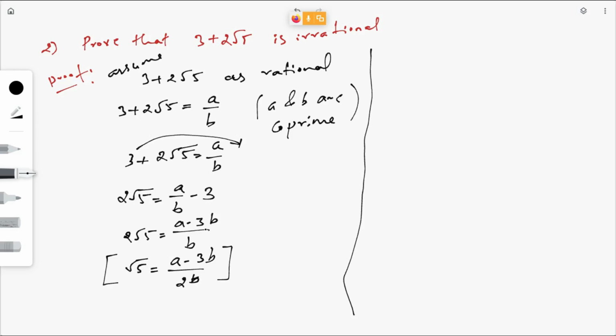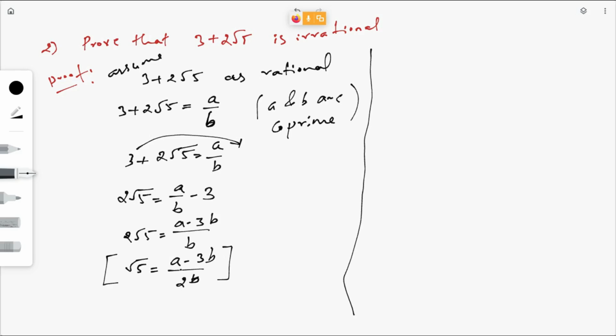Okay. No, sir. Not clear. What are a and b? A and b are co-prime. Other than that, a and b are integers, right? Yes or no? A and b are integers. Yes, sir, because it is a rational number. If it is a rational number, then definitely a and b are integers.